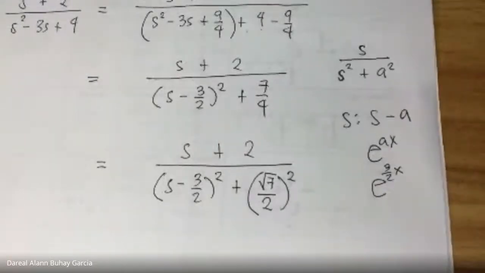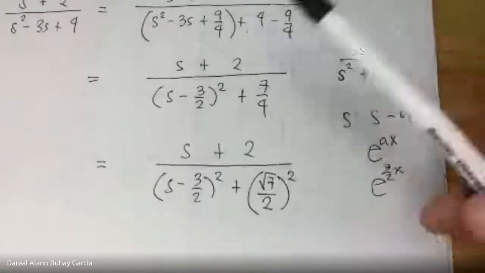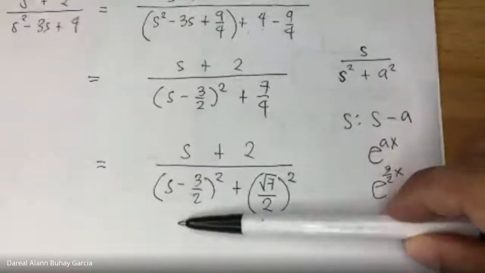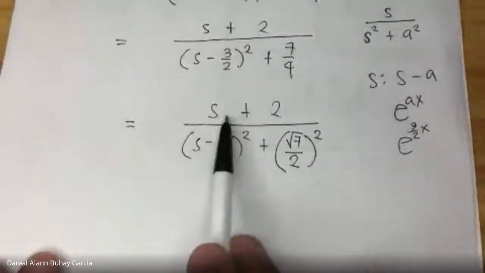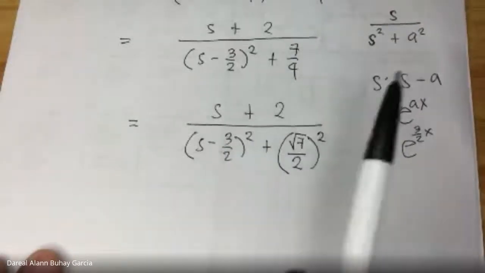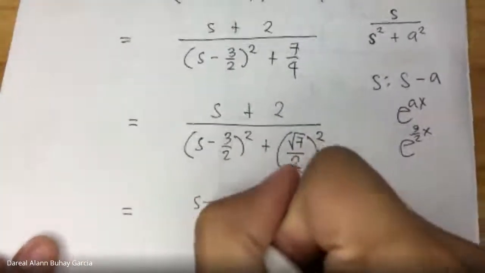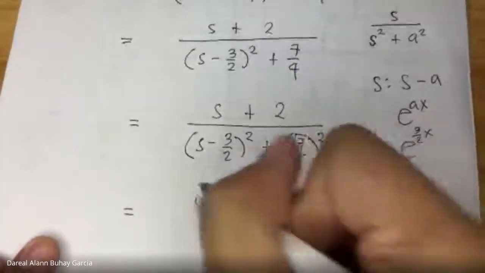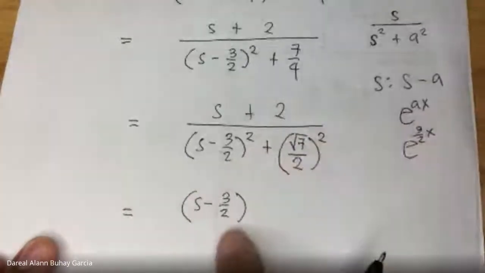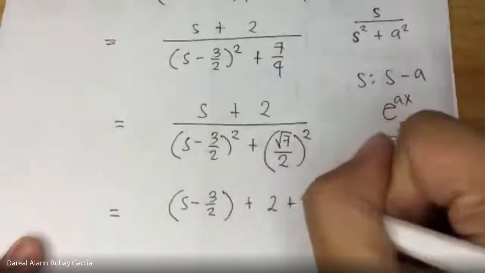Diba? Pero dapat, ang ato pong s sa taas is ingani pod. No? So, na-mismatch. So, si numerator is i-rearrange na to ang maging ani gyapon og form. No? So, dapat s minus 3 halves po na siya. So, tungod kay nag-minus tag 3 halves, mag-plus po tag 3 halves.